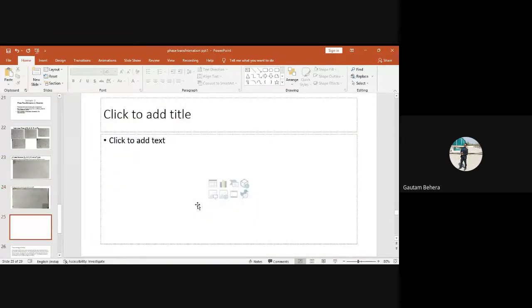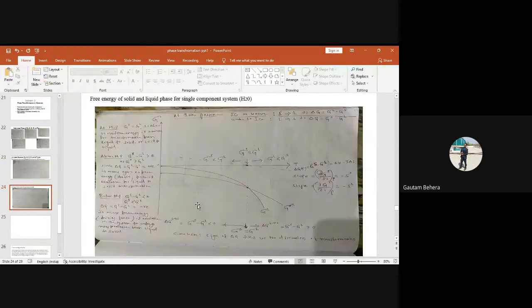So here you can see, there is one curve for liquid, and this curve is for solid. This is the free energy curve for the solid phase, and this curve is for the liquid phase. Since both curves have different slopes, they will intersect at a point, obviously. This is the intersection point. So the free energy curves of liquid and solid will intersect at a point, right? And there will be a corresponding temperature on the axis where the two curves intersect.